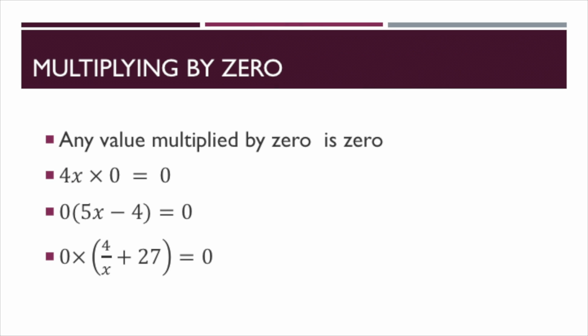Now, multiplying by zero gets a little trickier. When we multiply any value, regardless of its contents, by zero, the value is zero. So 4x times zero is zero. And 0 times 5x minus 4 is 0. And 0 times 4 over x plus 27 is 0. That's really convenient for us when we're doing calculations, because if we see a complex multiplier and we know that something is 0, we can simply say the value is 0.